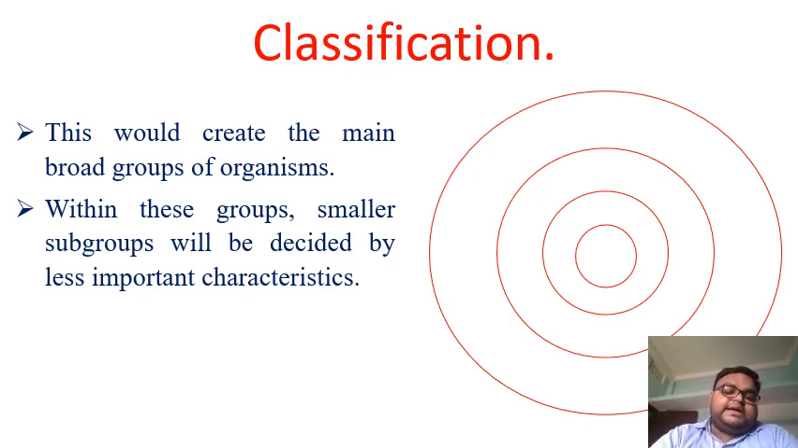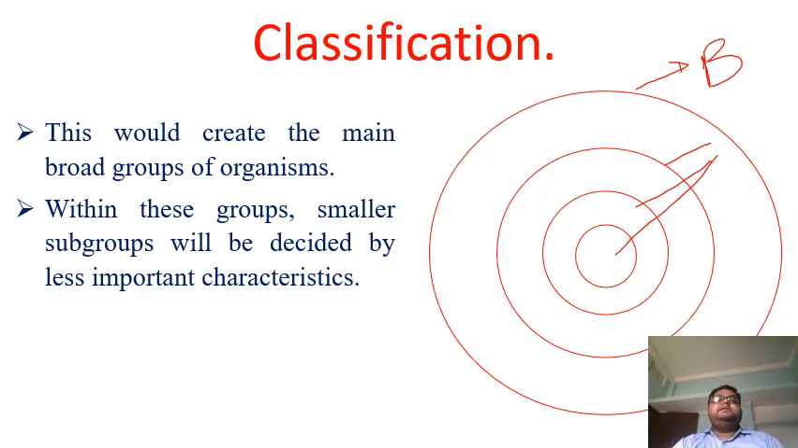To classify the organisms, first of all, we create a main or broad group. Let's consider this as a broad group, and within these broad groups there will be subgroups, right? In the broad group there will be the main character. The broad classification is based on the main character, but the smaller subgroups are decided by the less important characters. Okay, students, you understood this point? Right. So now let's move ahead.